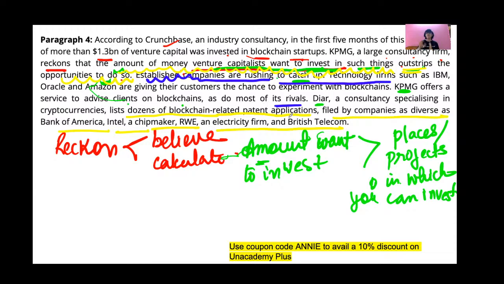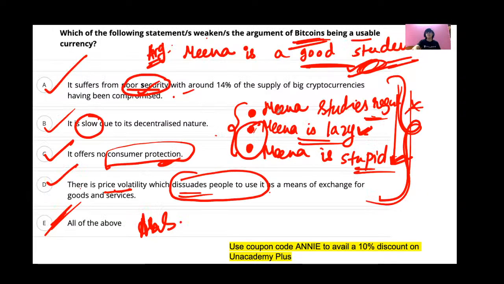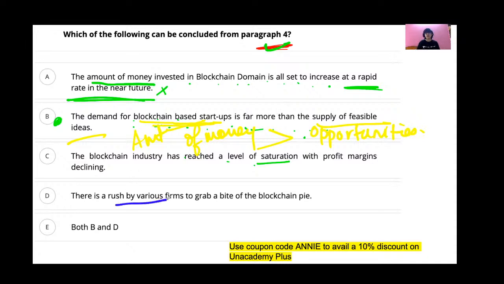And there are many companies who want to file a patent or patent application in these. So from this we can conclude that there is a rush by various firms to grab a bite of the blockchain pie. To grab a bite of the blockchain pie means to make profit out of it, to use it. Okay, so B is correct and D is correct, so your answer will be both B and D.